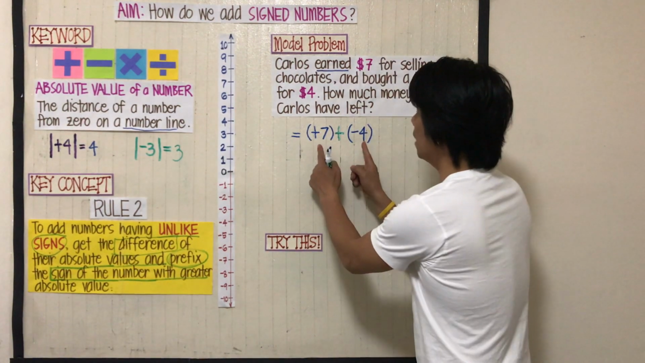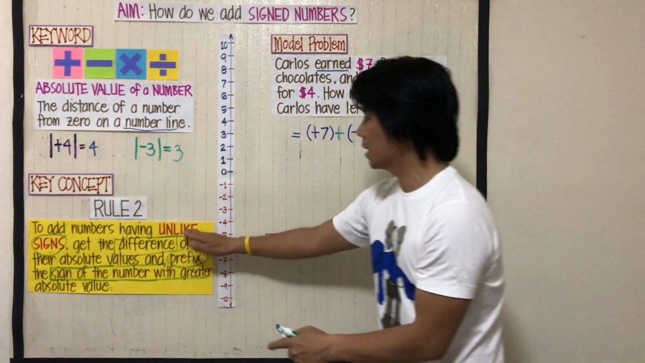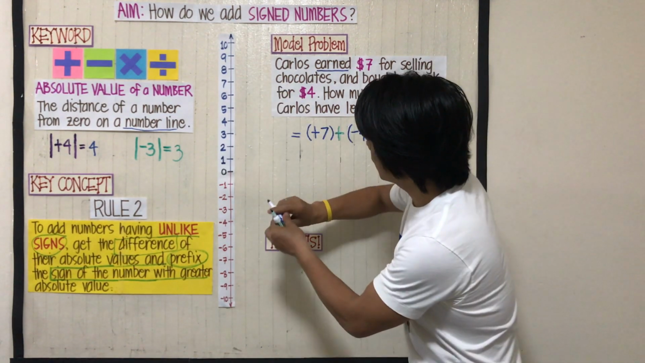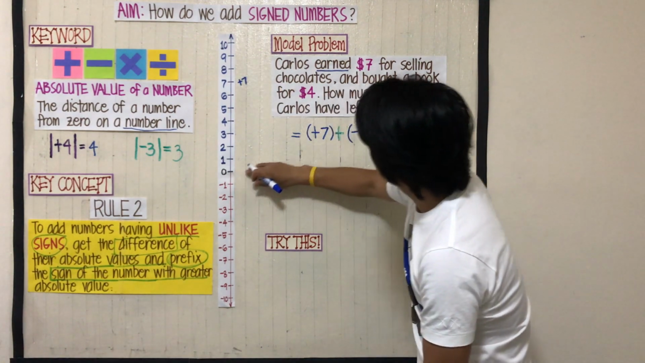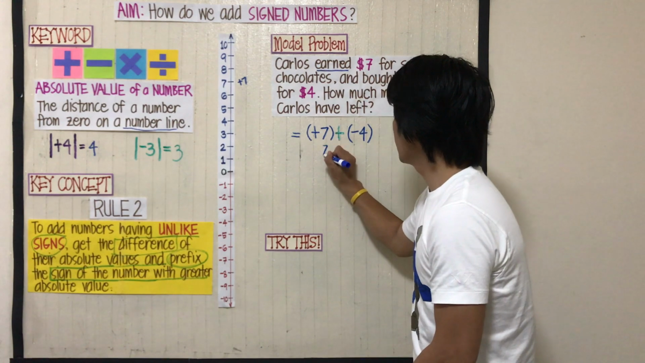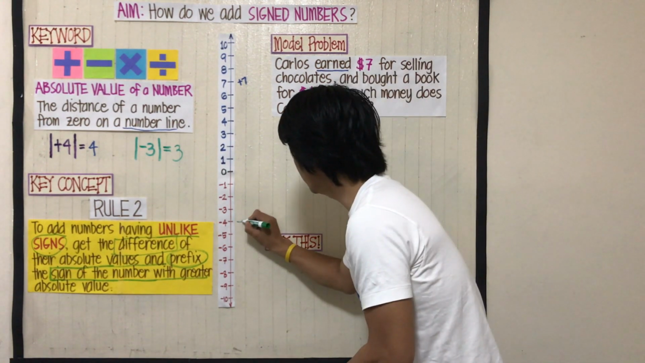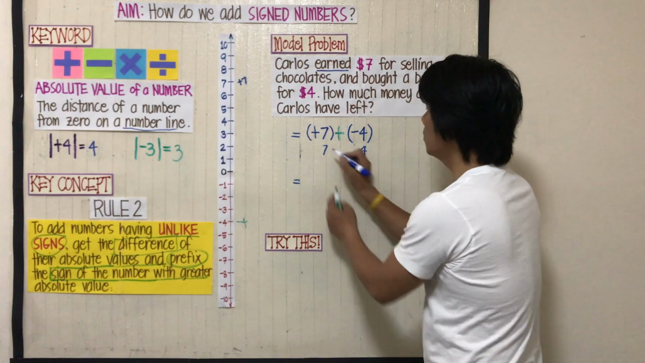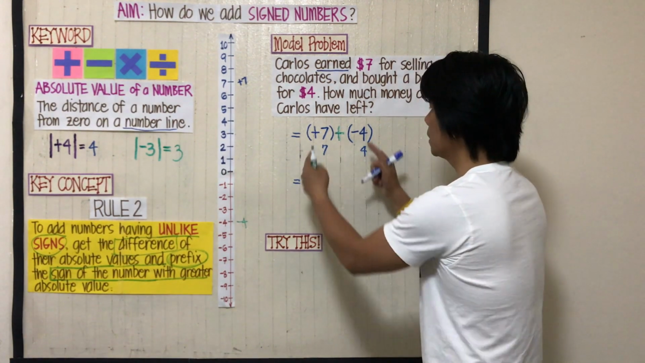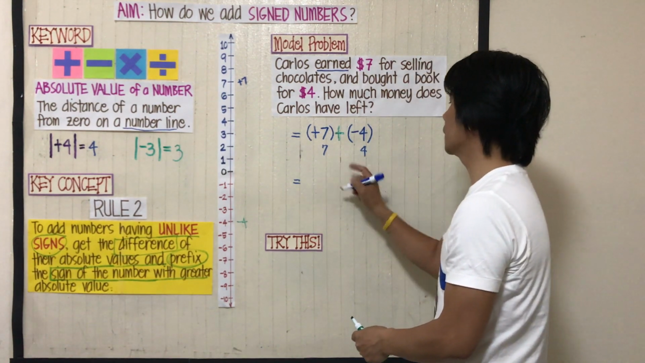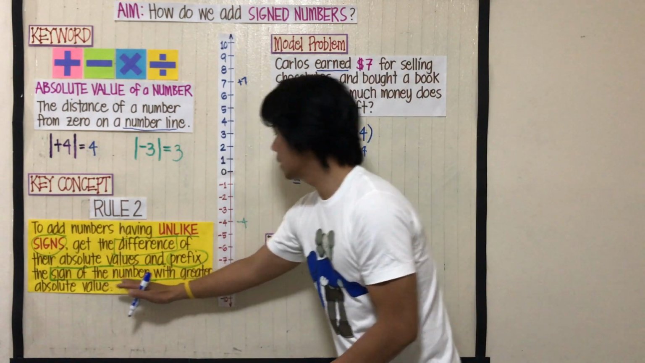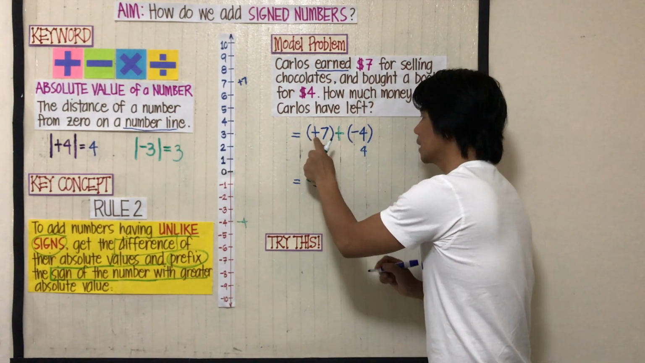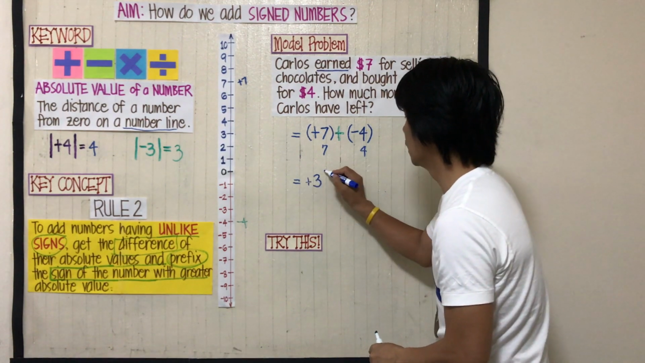It says if they have unlike signs, one is a positive, one is a negative, get the difference of their absolute values. Now, what is the absolute value of positive 7? Positive 7 is right here, and the absolute value is the distance from 0, which is 7. And negative 4 is right here. Its distance from 0 is 4. What do we do with them? Subtract these two numbers because they have different signs. So 7 take away 4, or 7 minus 4, that's 3. And then it says follow the sign of the number with greater absolute value. Since 7 is greater than 4 and 7 is positive, then this is positive 3.